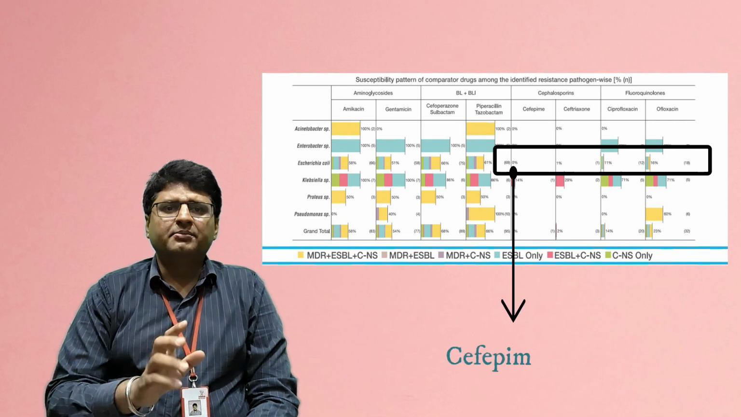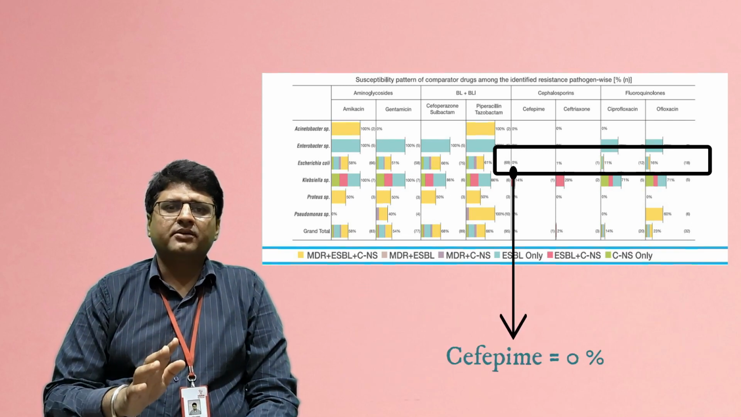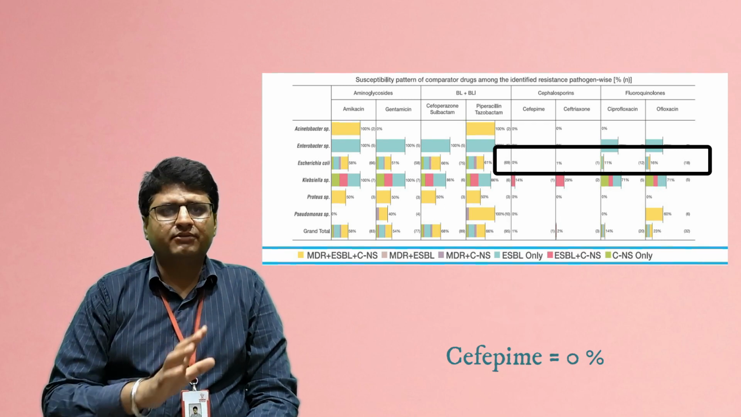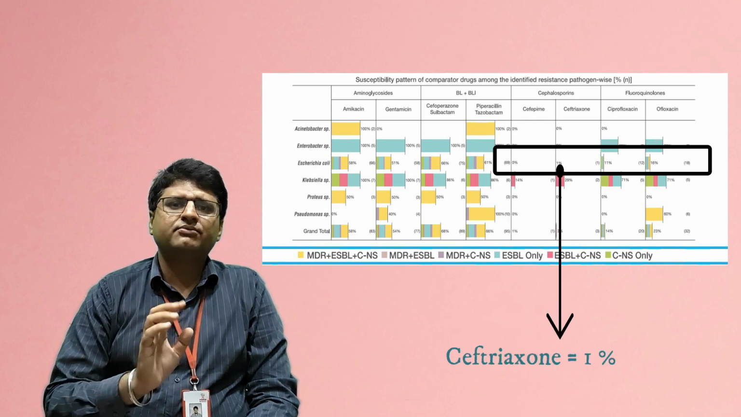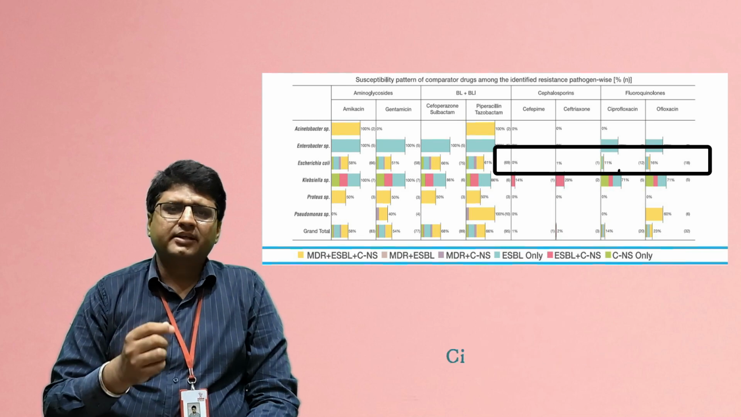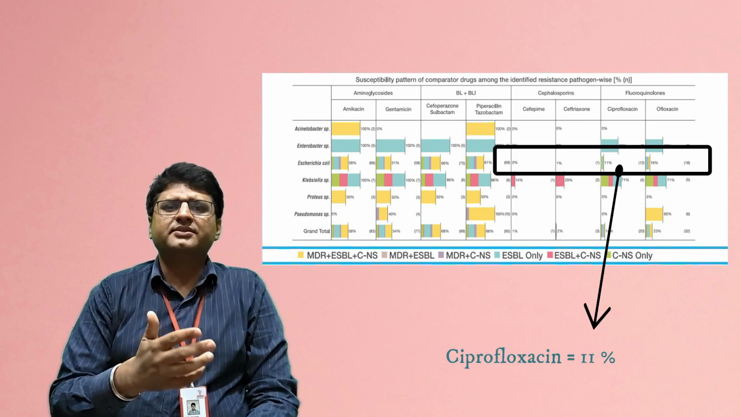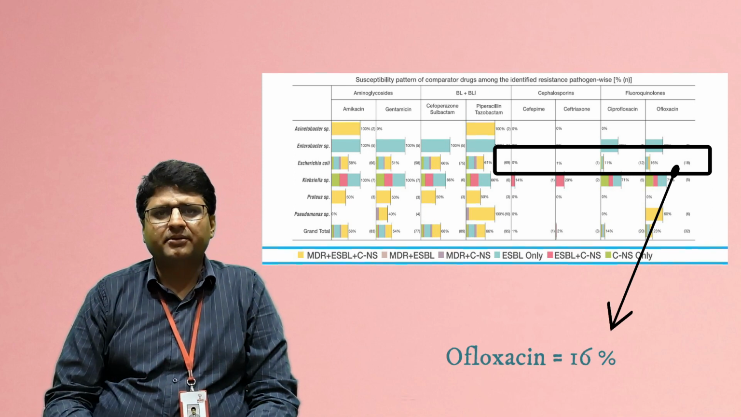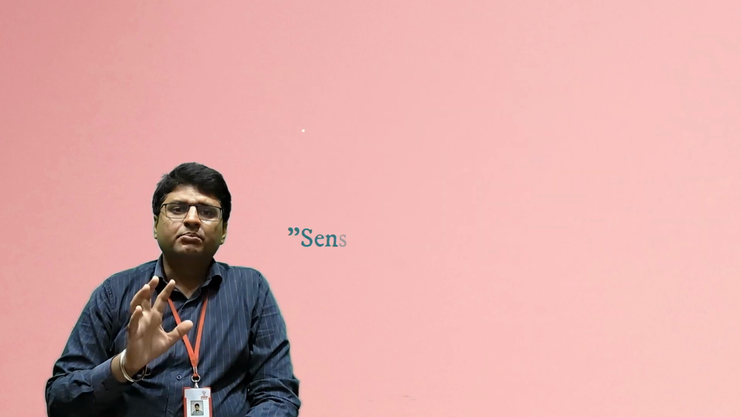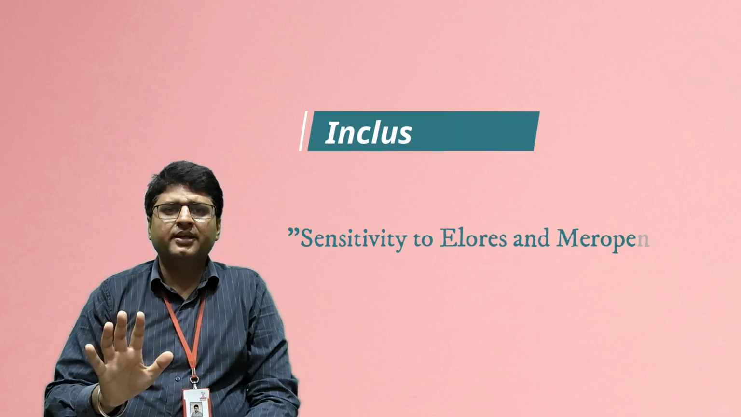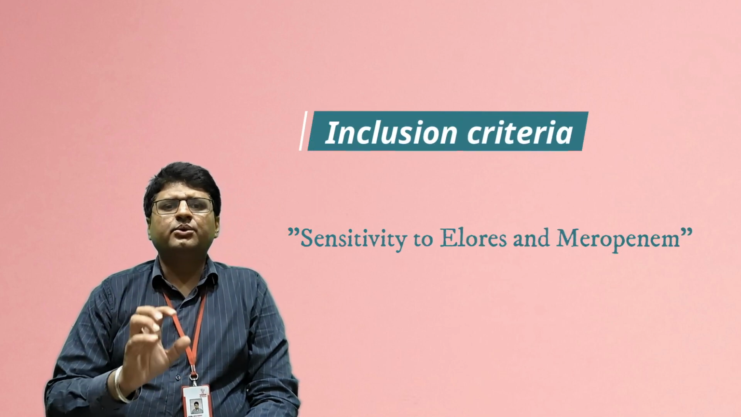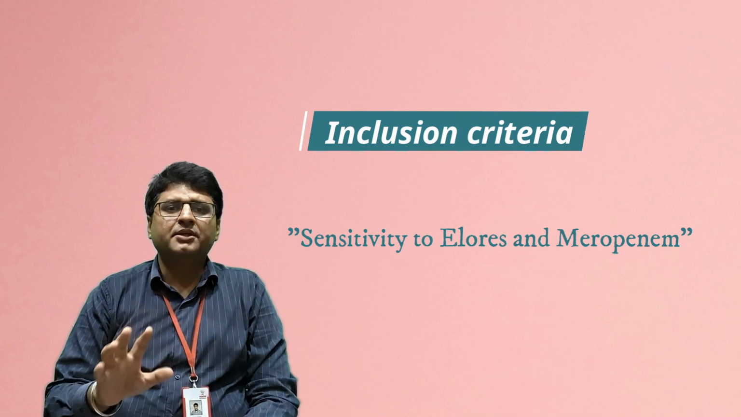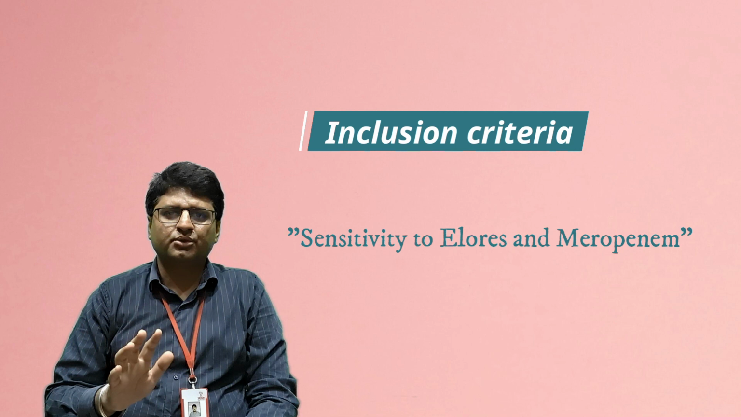So as we can see, cefepime is 0% susceptible, which means all of these pathogens were resistant to cefepime. Ceftriaxone was just 1% susceptible. Similarly, ciprofloxacin is just 11% susceptible and ofloxacin is 16% susceptible. Now here it is important to remember the inclusion criteria, which is sensitivity to Elores and meropenem. So all of these pathogens were susceptible to Elores and meropenem.